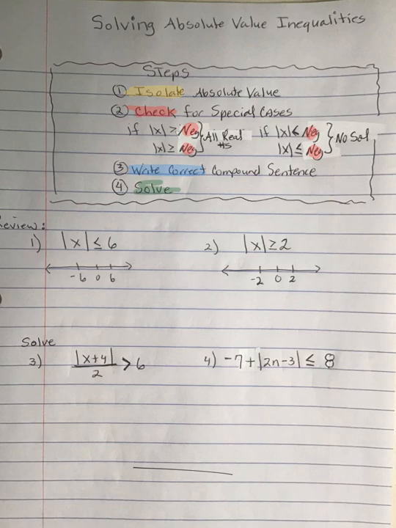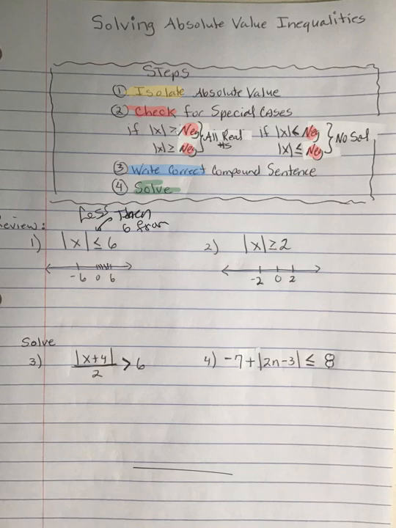So let's go over why we write a compound sentence. So in number 1, again, we're talking about all the numbers that are less than or equal to 6. So that means, what are the numbers on the number line that are less than 6 units away from 0? Less than 6 units. If you're standing at 7, you are more than 6 units. If you're standing at 8, you are more than 6 units. So you have to be less than 6 units from 0. So that means you have to be standing at 5 and 4 and 3 and 2 and 1, etc.